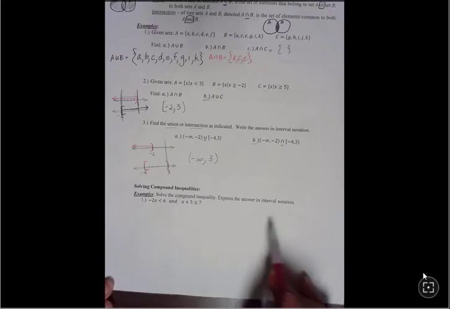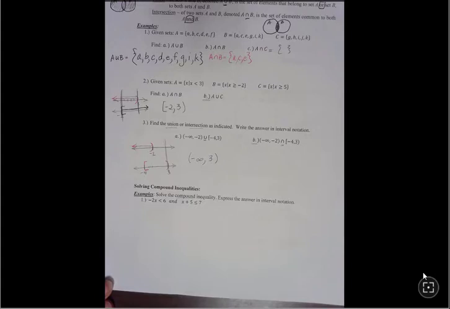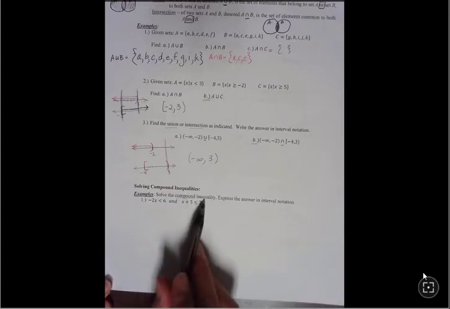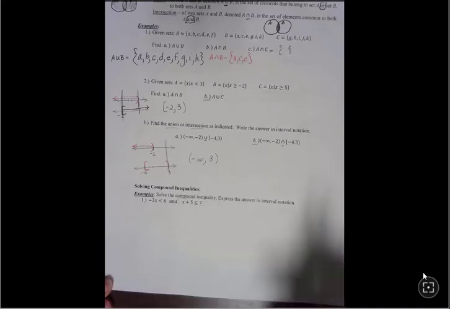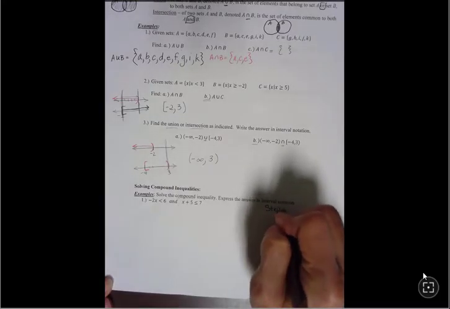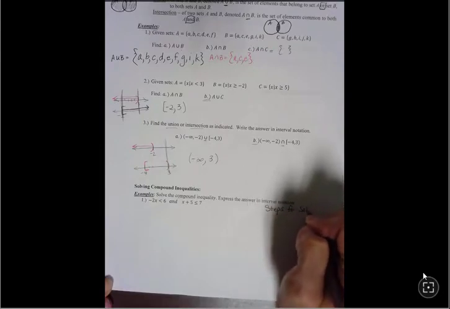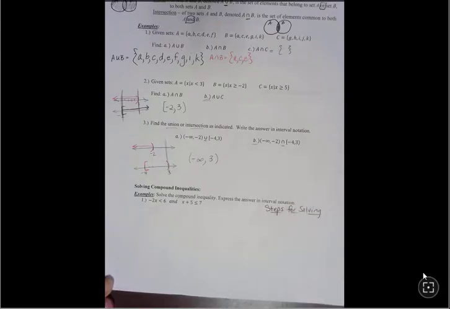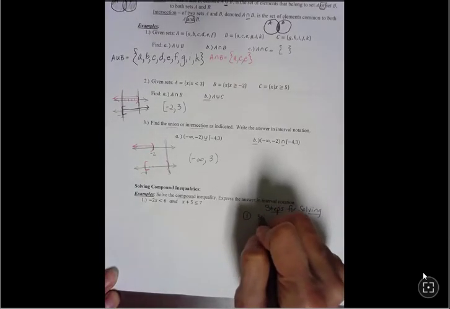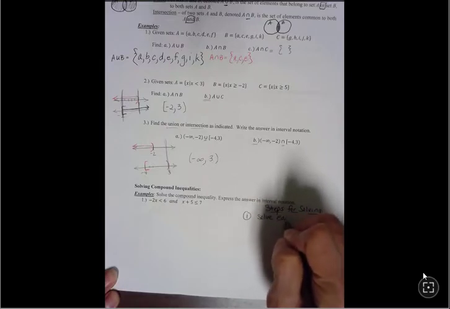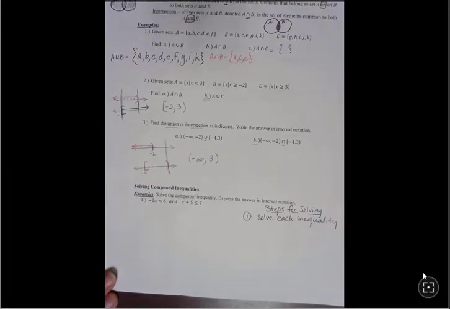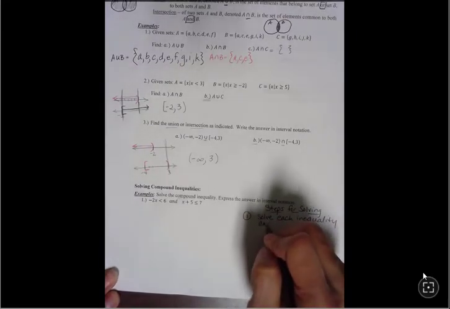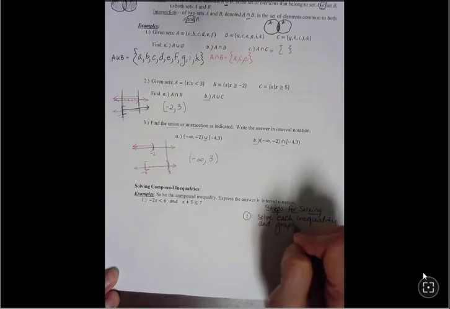As we solve here, I'll put some steps on the side for the process, okay? So when you have a compound inequality, that means you have two inequalities that you're dealing with. So your first step will be to solve and graph each inequality. Okay, so we'll go ahead and do that.